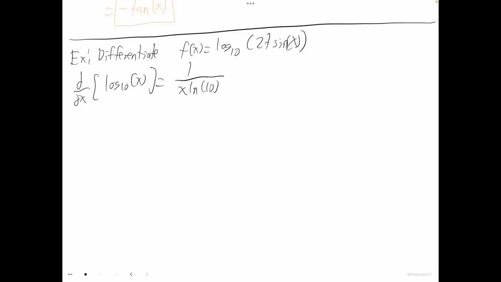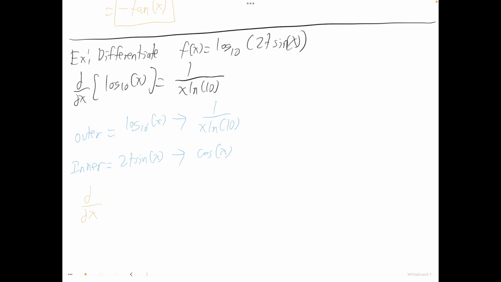And that's our outer function. And so using the chain rule, the outer function is log base 10 of x, which has a derivative of 1 over x ln of 10, as we just saw. And then our inner function in this case is 2 plus sine of x, and its derivative is cosine of x.